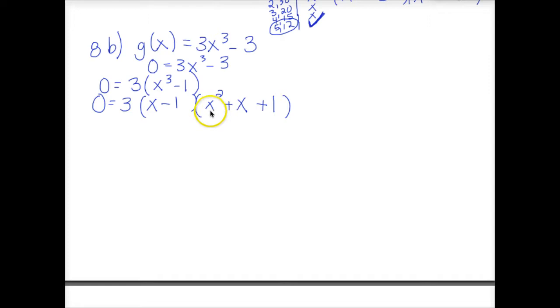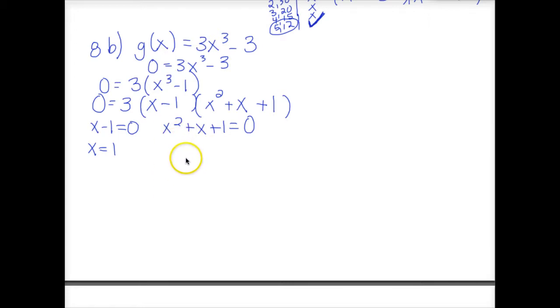Remember that I have told you that this trinomial from a sum or difference of cubes is not going to factor any further. So we're ready for the step where we set each factor equal to 0. So x minus 1 equals 0, and x squared plus x plus 1 equals 0. This one is very easy to solve. I get x equals 1. Over here, I know it's not factorable. I can't solve by square roots because there's a linear term, which means you either need to complete the square or use the quadratic formula.